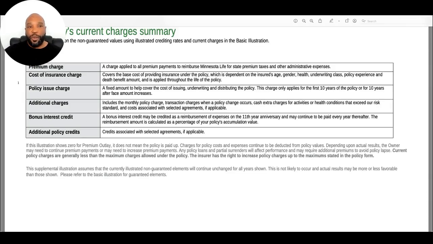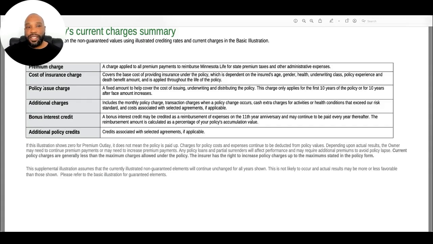Okay. So the first charge you'll have is called a premium charge. A premium charge applies to all premium payments to reimburse the life insurance company for any state premium taxes or any other administrative expenses. Different insurance companies charge different amounts for premium charges. I've seen them anywhere from 0% premium charge all the way up to 30% premium charge. But in general, you should expect anywhere between 5 to 10% on average.